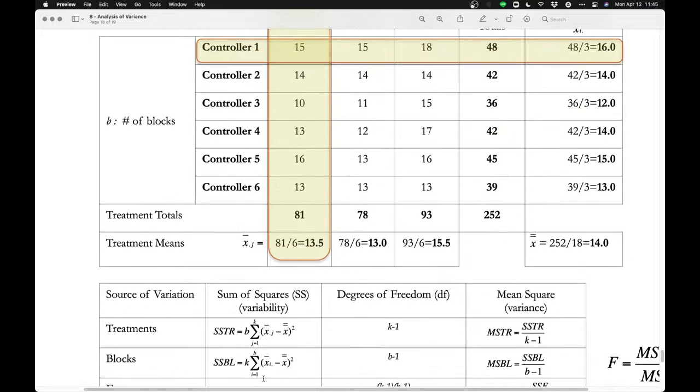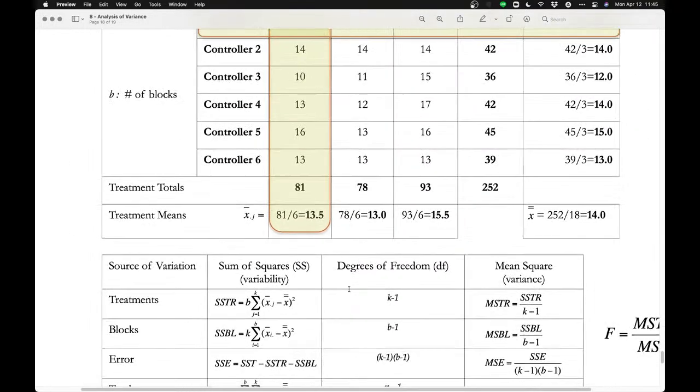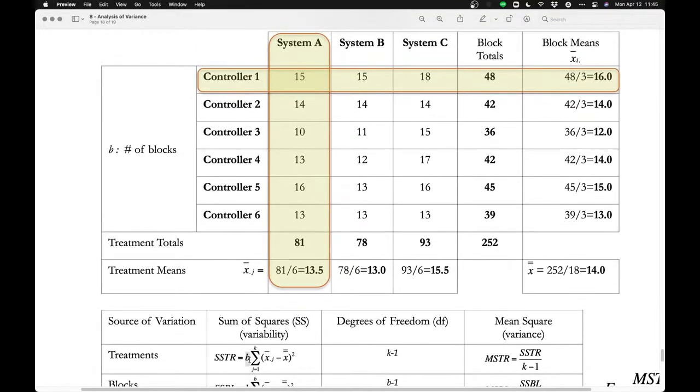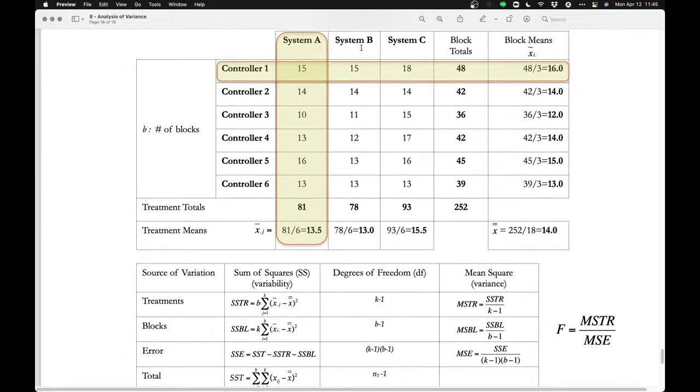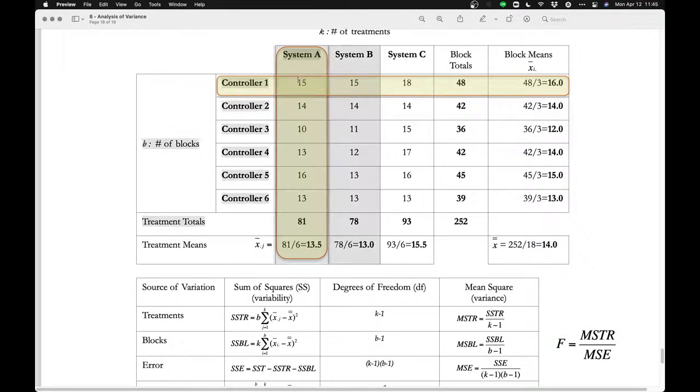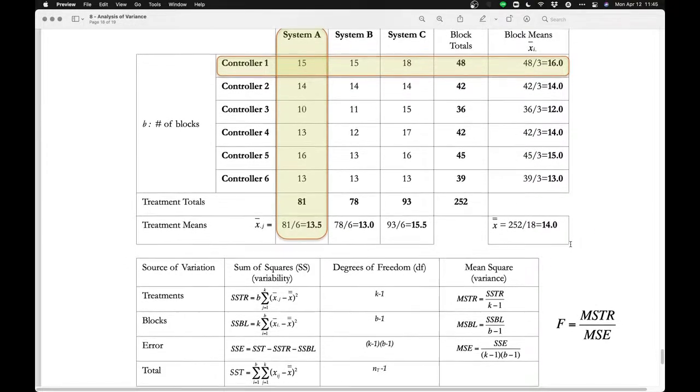And we're doing this, I'm getting a little confused here. And then we're multiplying by the number of blocks that we have. So let me see if I've got this right. Okay, no, I'm sorry. It goes top to bottom. So we're looking at these numbers, 15, 14, 10, 13, 16, 13, and we're summing and squaring them. Their mean will be this, 13.5, and then the grand mean is 40.